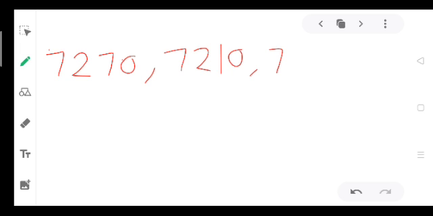One more example. Suppose the numbers are 7270, 7210, 7240, 7250.